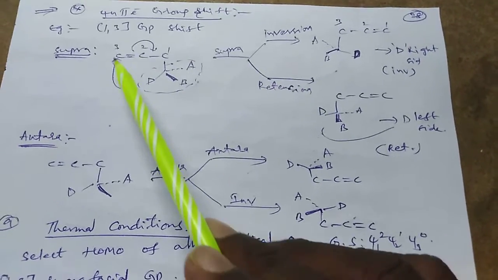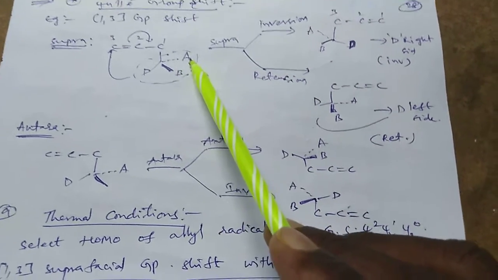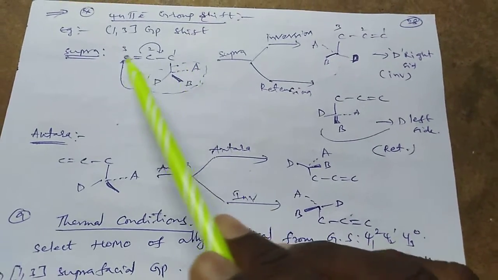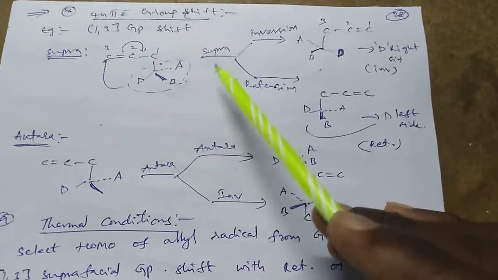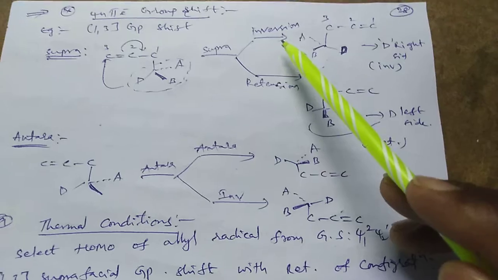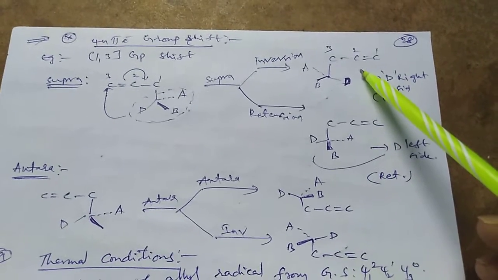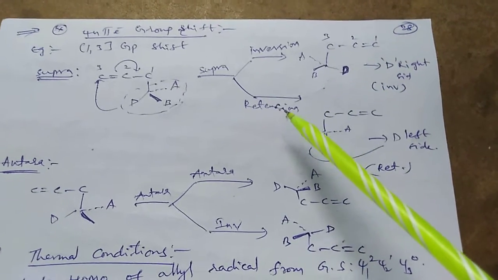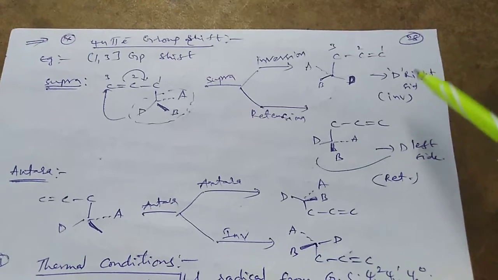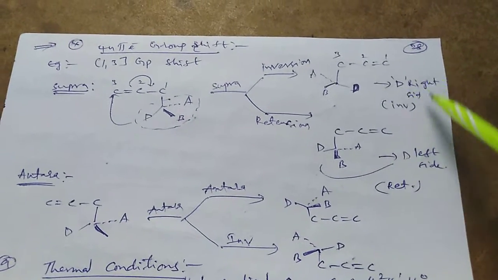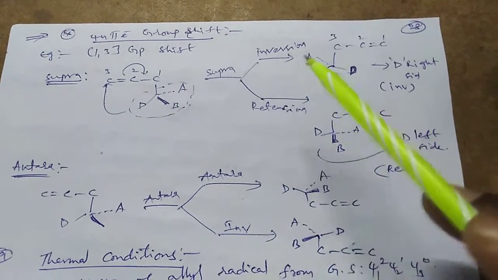Now we are taking one example, C double bond C and C. At the first position we have some group. The group is shifting from the first carbon to the third carbon. That's why it is a 1,3 group shift. In the suprafacial configuration, the inversion configuration is retained in the product, and also the retention of configuration is retained on the product side, because D is on the right side. If D is on the left side, retention of configuration for the suprafacial.